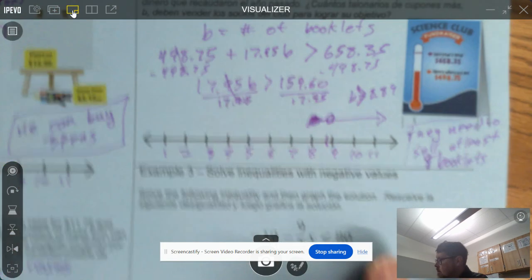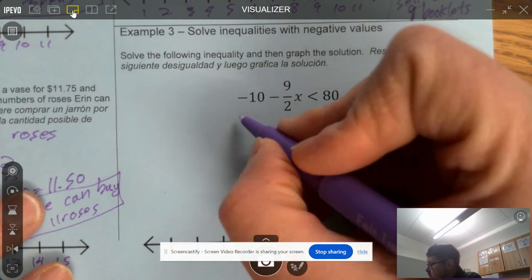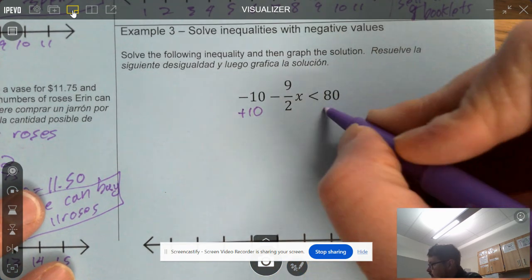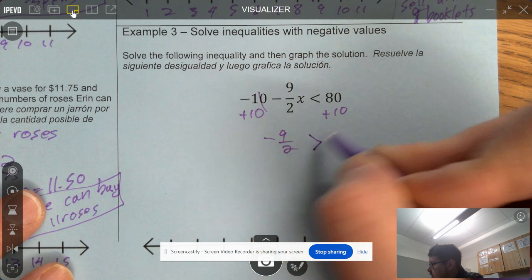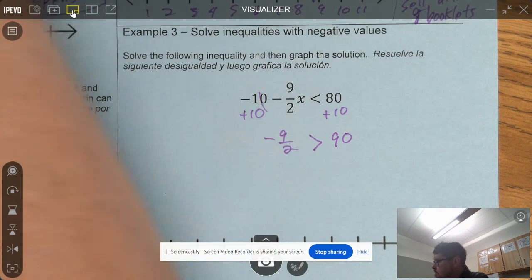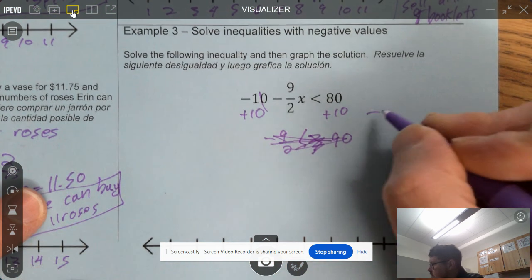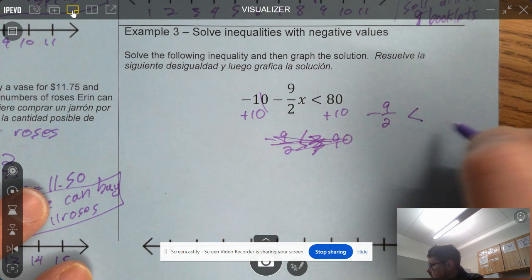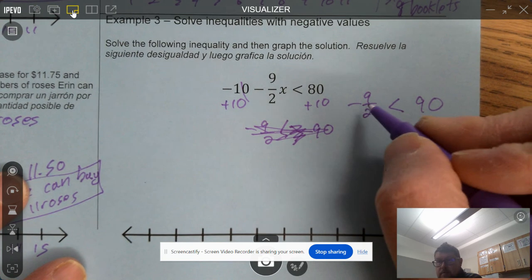Okay. All right. So it's just straight up inequality. There's no word problem with it. This is subtraction, so we're going to do the opposite. I add right here. We get to negative 9 halves is greater than 90 because it flips. Nope, less than. My bad. We haven't divided yet. I'm just going to rewrite here. Negative 9 halves is less than 90. The inequality flips when we do that division, right?